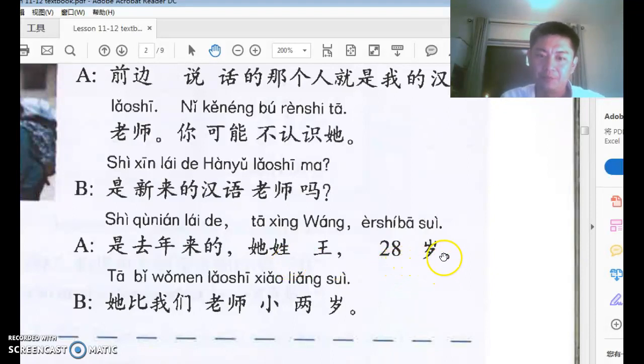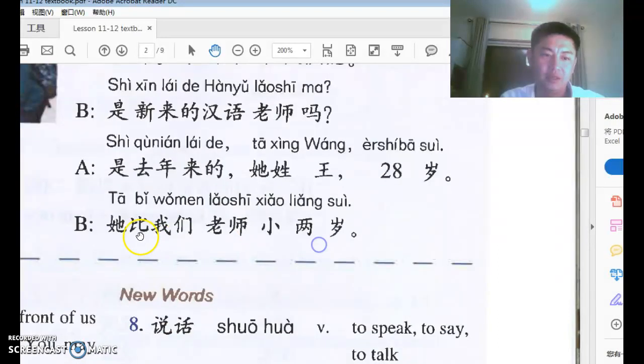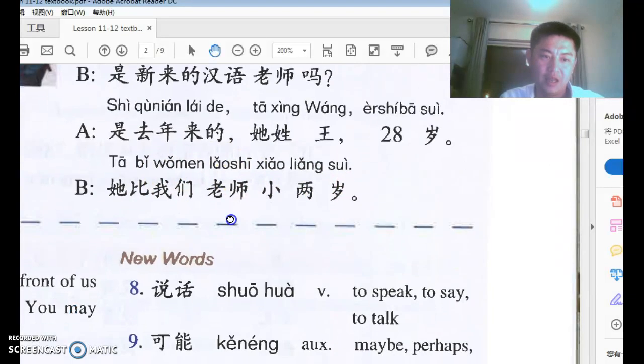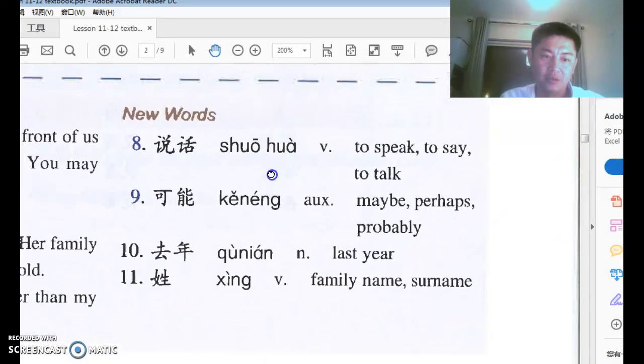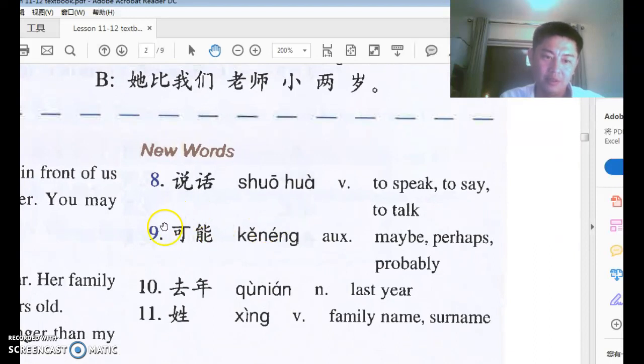28岁 28 years old. 他比我们老师小2岁。Okay? 他 is A, 我们老师 is B, so she is smaller by 2 years than our teacher. 他比我们老师小2岁. A couple of new vocabulary in the sentence.